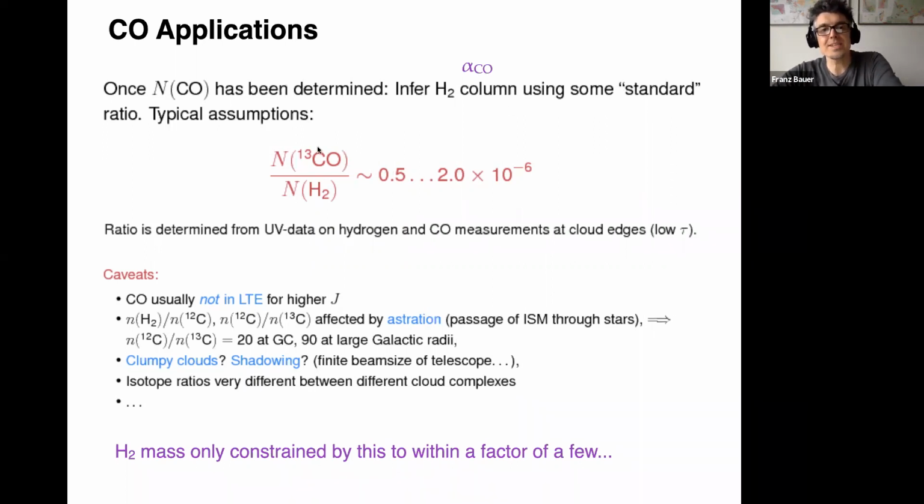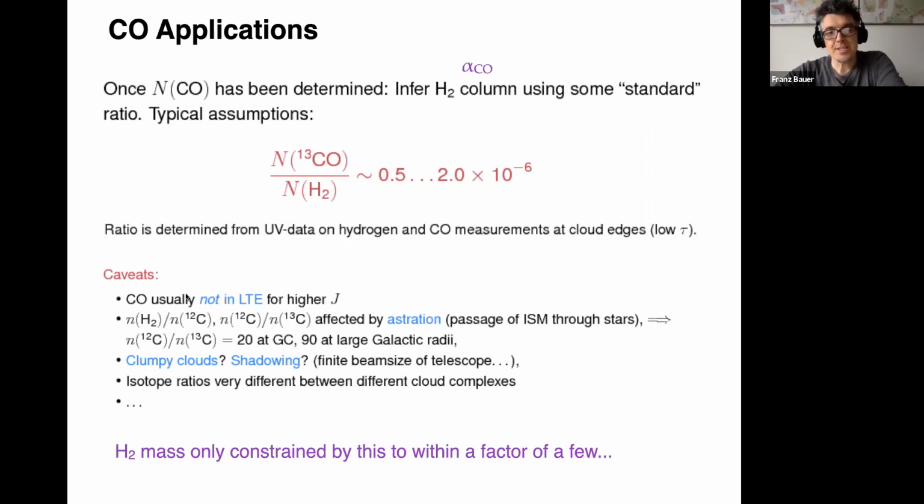Comparing the number densities, for instance, of 13CO to the number of molecular hydrogen, you have a range typically between 0.5 and 2 times 10 to the minus 6 in terms of the number. This is slightly different from the definition of alpha CO, so be careful with this. Generally speaking, the way you would constrain this ratio is by looking at UV data, the electronic or vibrational transitions, and then looking at the rotational transitions to calibrate it. So this may be different in different places, hence this ratio.